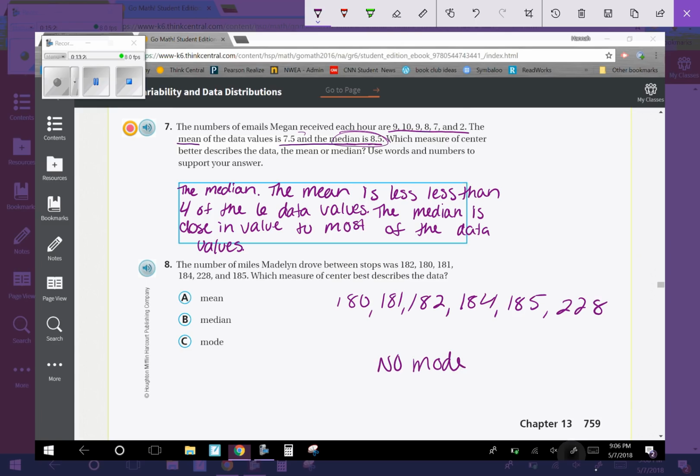first of all. I'm thinking that the mean is not going to be that great because I have a really big outlier. It is way above the rest of these. But if I find the median, it is going to be 183, which is right in the middle of that set, and it's close to 1, 2, 3, 4, 5 out of the 6 data values. So the median would be our better choice there.